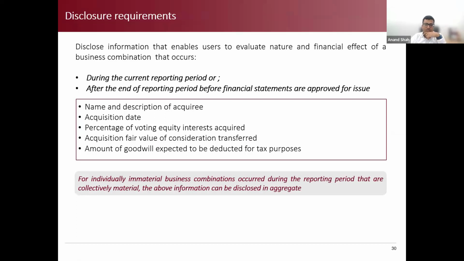Then acquisition fair value of the consideration transferred, and goodwill, which can be deducted for tax purposes. If there are several transactions that have happened in the year, and by itself or individually they are very, very immaterial, you may want to just club information for those transactions and present it as one.